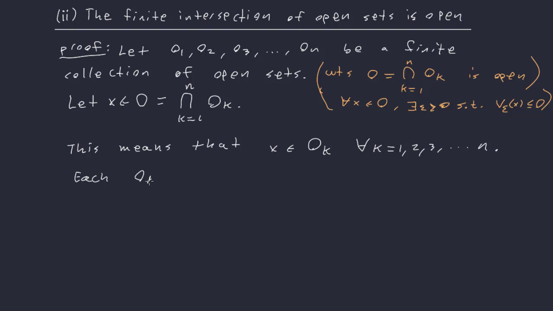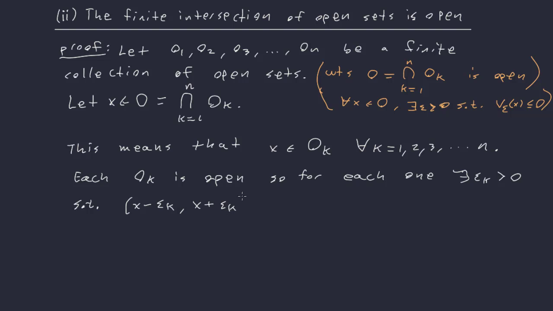Okay, now each O sub k is open. So for each one, there exists an epsilon k greater than 0 such that the epsilon neighborhood, which here, since I'm having more subscripts showing up, I'll just say x minus epsilon sub k to x plus epsilon sub k, is completely contained in O sub k.